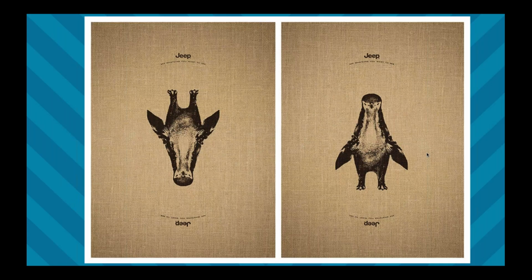Oops. There we go. This is a Jeep print ad. Now, you do not see both of these images at once. I have both of them up there so you can see the visual trick. Normally, you only see what's on the left here. Okay.